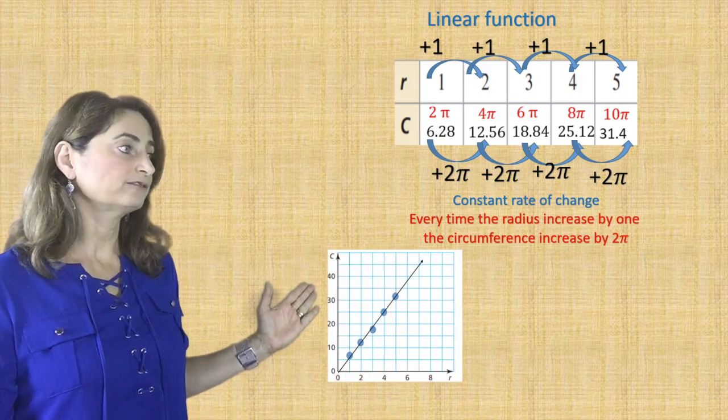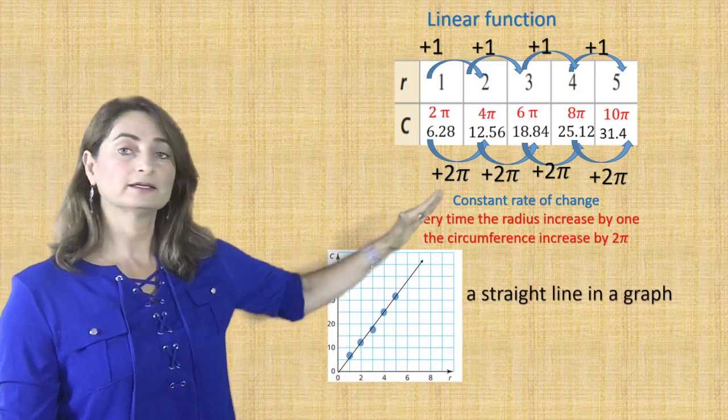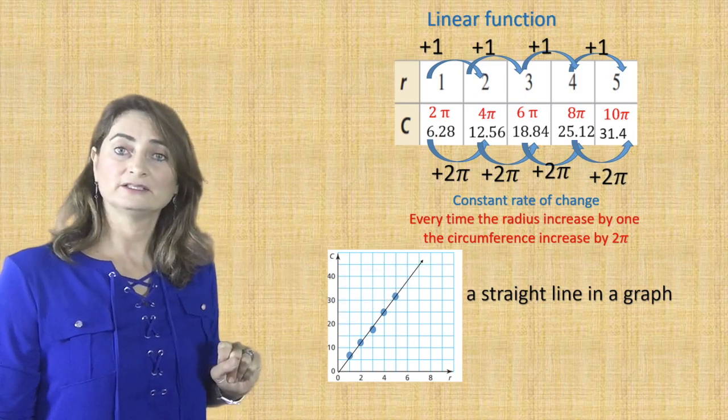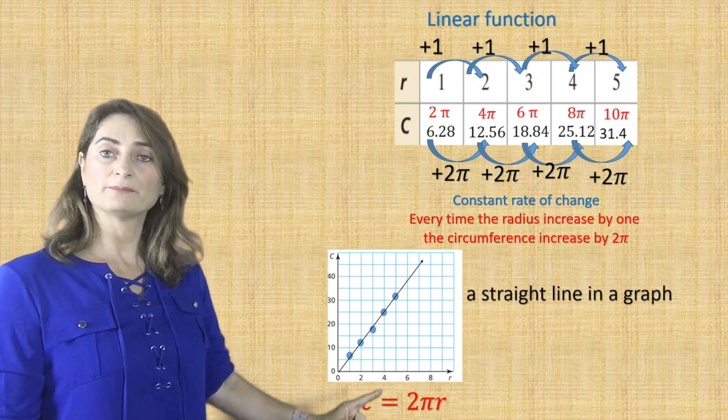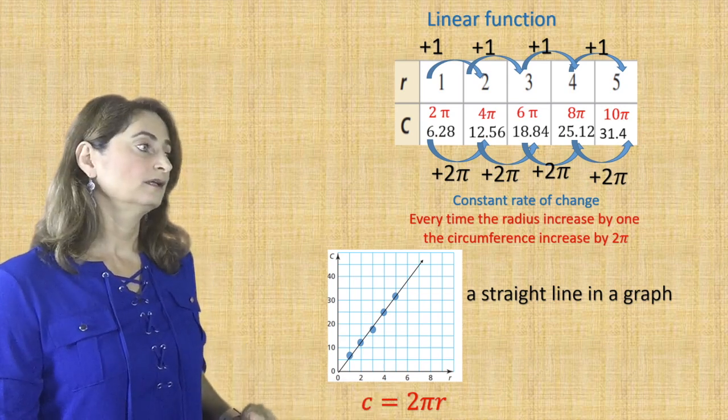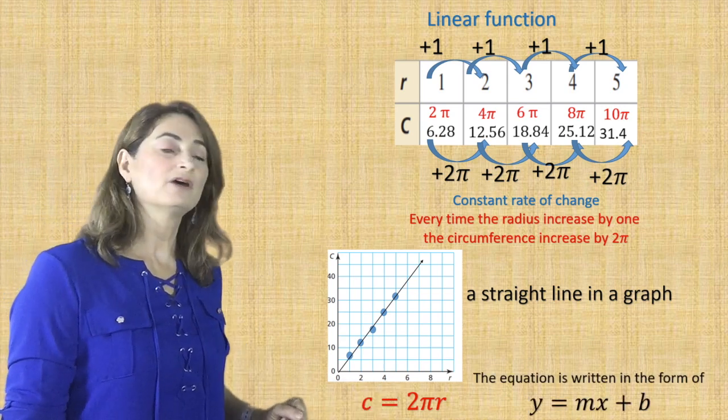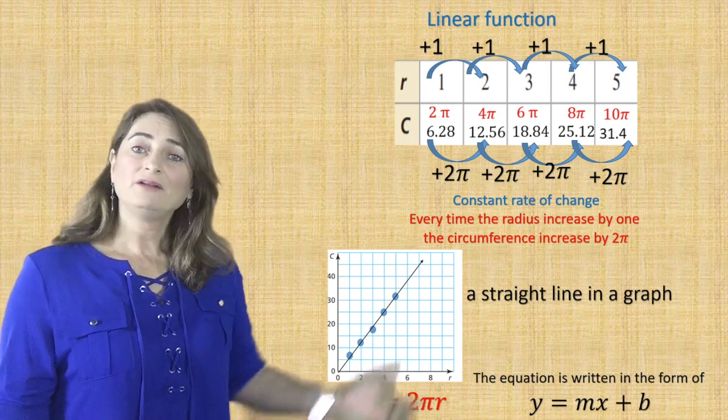Now look at the graph. Did it create a straight line? Yes, that is a linear function. Now look at the equation. C equals 2 times pi times the radius. The equation is written in the form of y equals mx plus b. Now let's talk about nonlinear functions.